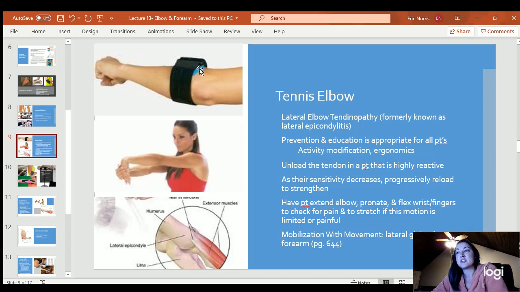But as the patient is progressing, you also want to teach them stretching of the area. So the best way to stretch is to extend the elbow, pronate the forearm, and flex the wrist, and then you'll kind of pull down. So you're basically stretching the wrist extensors, which are the ones that connect there at the lateral epicondyle. And so you would hold that position 15 to 30 seconds.